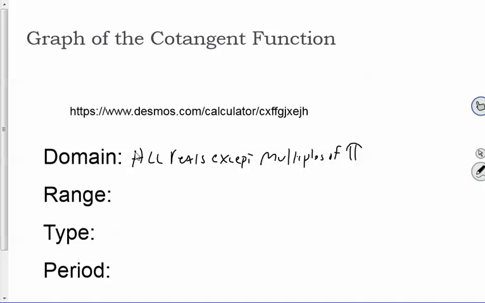The range is just everything. It goes on forever, so it has no amplitude either. The type of function, well, this is rotation symmetry, so that's odd. And the period is the same as the tangent, which is pi.